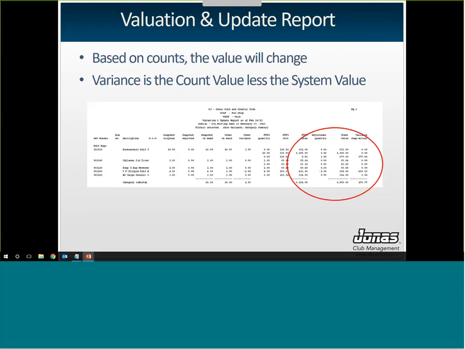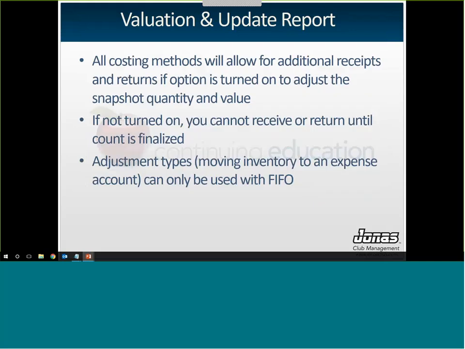So based on your counts, the value at the bottom of this report, so the count value and the variance between the snap and the actual will change. The variance is, of course, the count value less the system value, so the snapshot value. So what you've actually entered minus what Jonas thought you had. So once you have that number, you can go ahead and double check it, make sure it looks right to you. If we're finding that it's not correct, what you can do now is go ahead and make some adjustments.